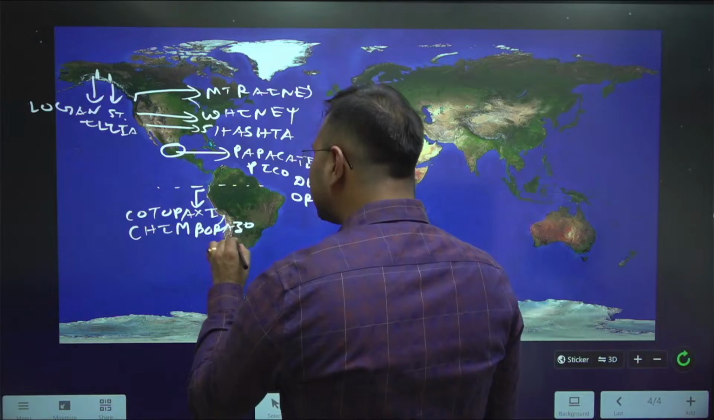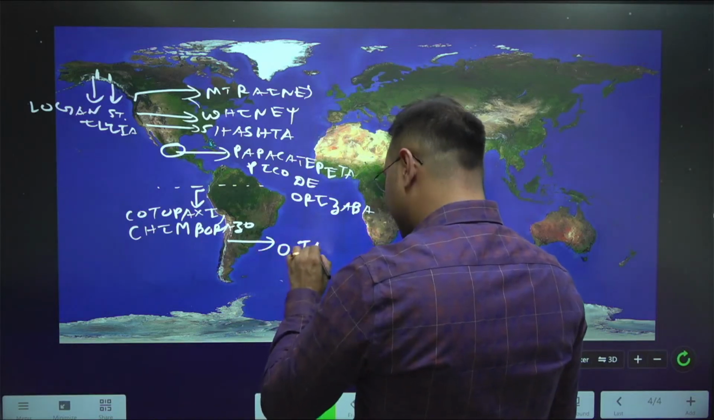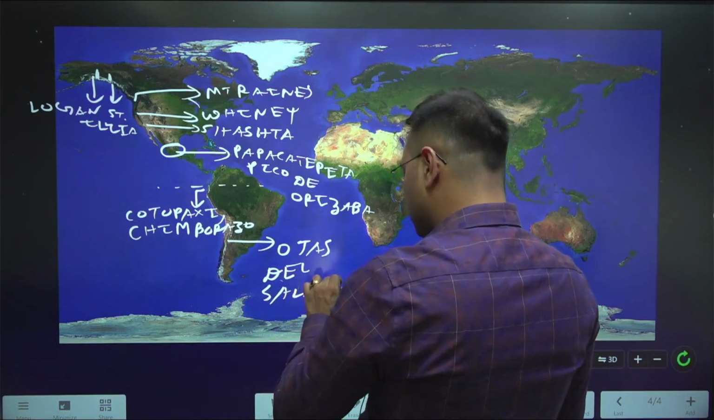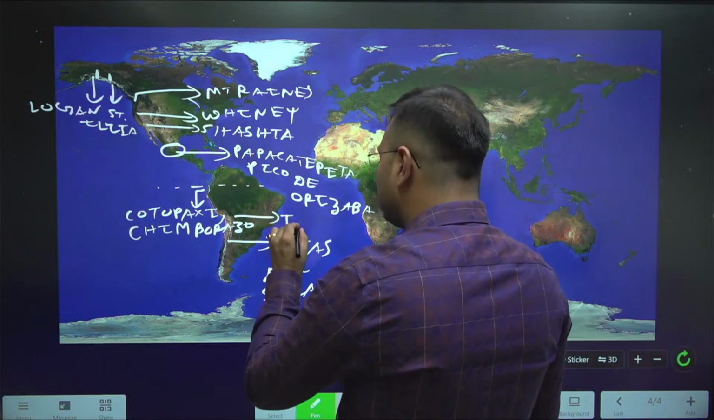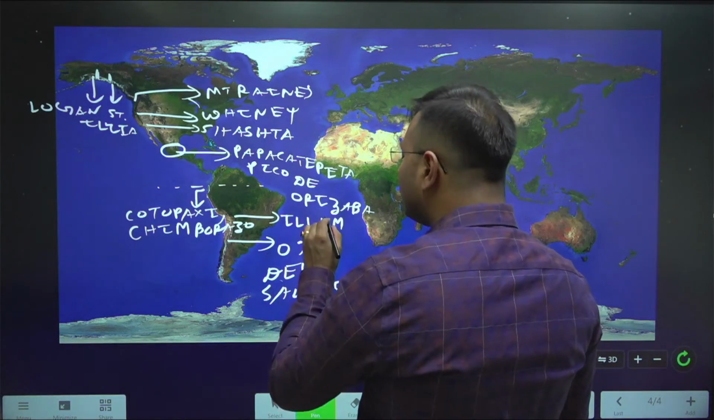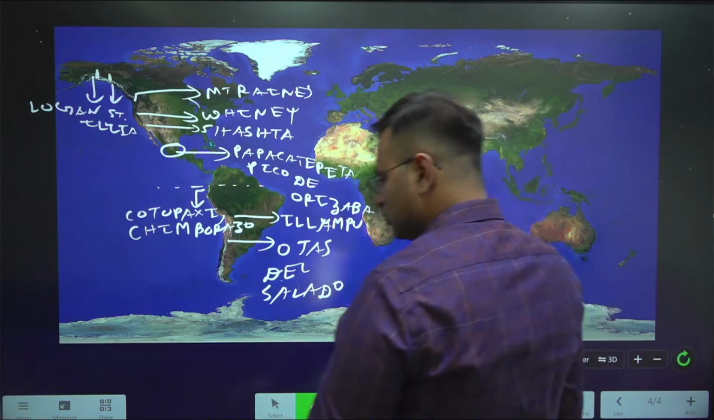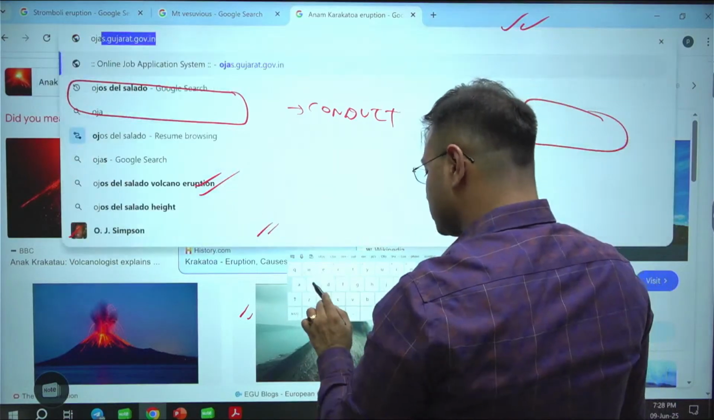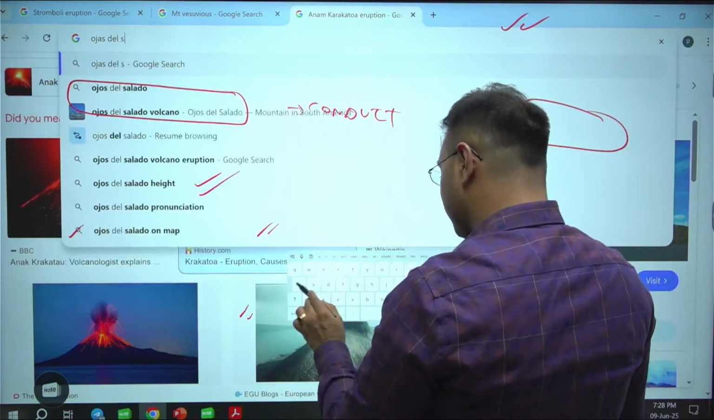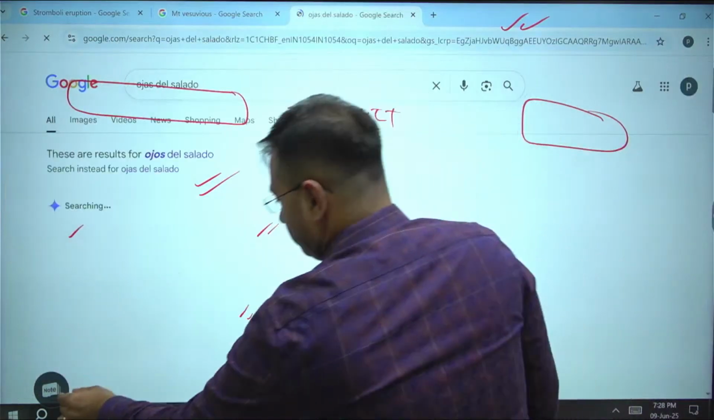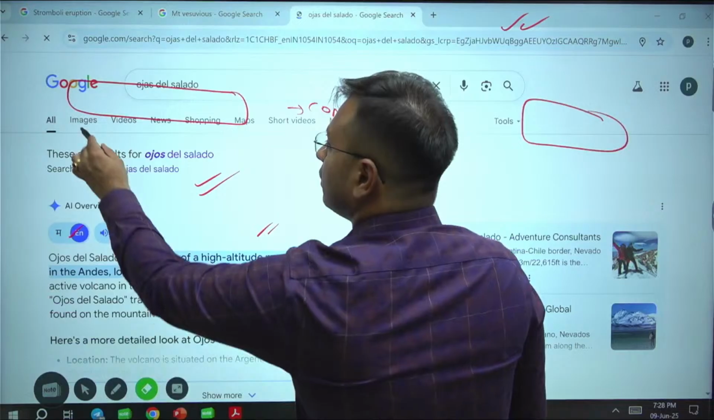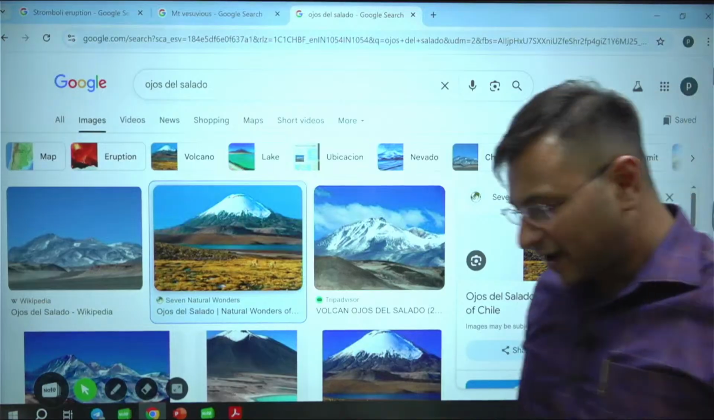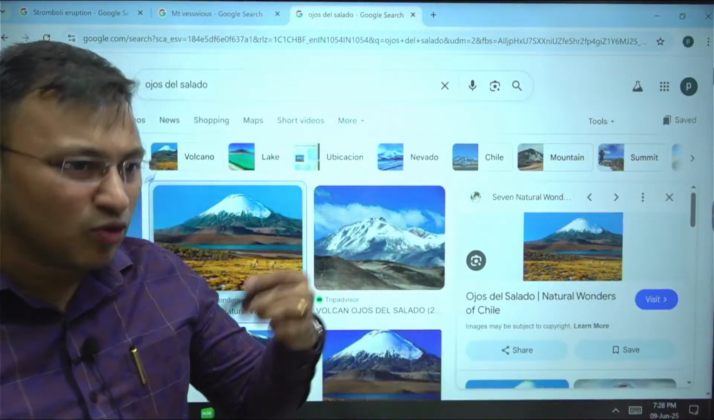Then to the south of Atacama, you find the world's tallest volcano, which is referred to as Ojos del Salado. Near Lake Titicaca, you also have a very important volcanic peak. You have Mount Ilampu. So I'm just showcasing how Ojos del Salado looks like. The tallest volcanic peak that we have. So this is how you have Ojos del Salado, the world's tallest volcanic peak on earth. Height is more than 6,000 meters.